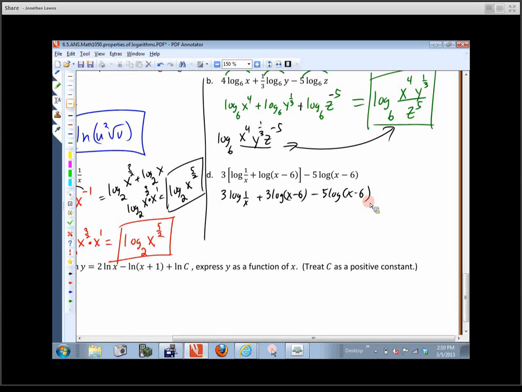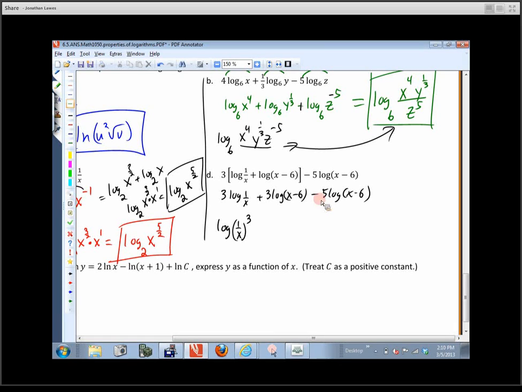Again, there's more than one way to get to the correct answer, but take a good look here. I'm going to move the 3 up here. So this is going to be log of 1 over x raised to the 3rd. Now, please take a good look at that. This doesn't always happen. What do you notice about the two of these?